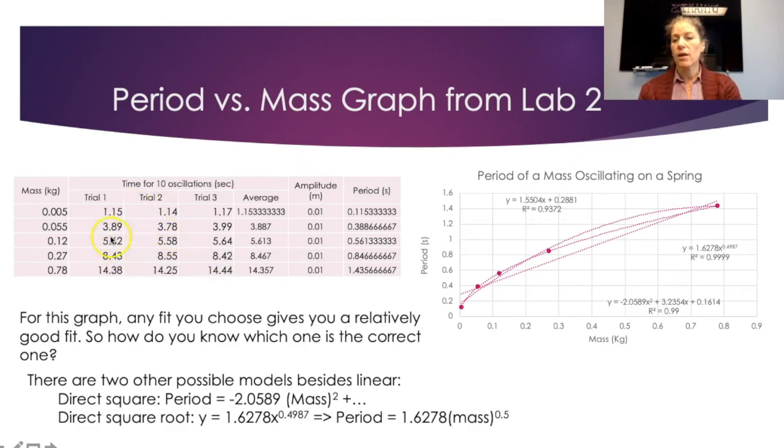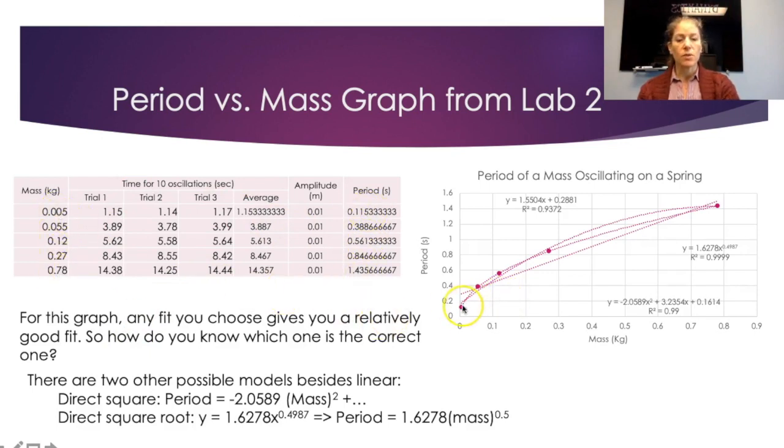What if we had mass versus period for an object oscillating on a spring? We didn't do this lab yet this year, but we have this lab. We have a spring, we hang a mass from the end of the spring, and we set it in motion. We measure the period, which is the time for it to make one complete cycle. So we have this period for different masses.